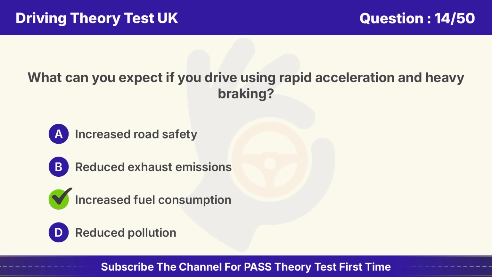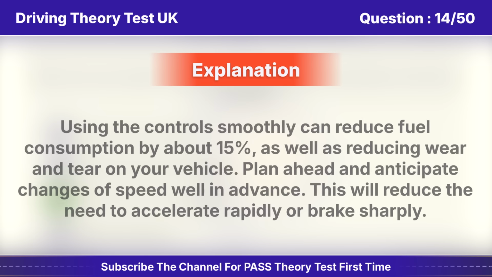Answer is C. Increased fuel consumption. Using the controls smoothly can reduce fuel consumption by about 15%, as well as reducing wear and tear on your vehicle. Plan ahead and anticipate changes of speed well in advance. This will reduce the need to accelerate rapidly or brake sharply.